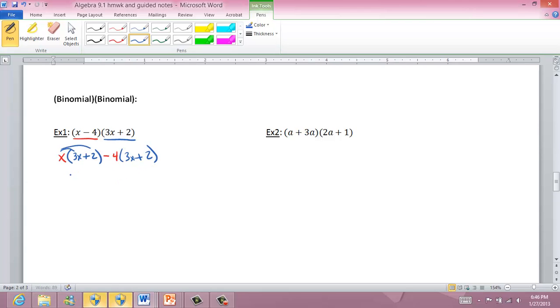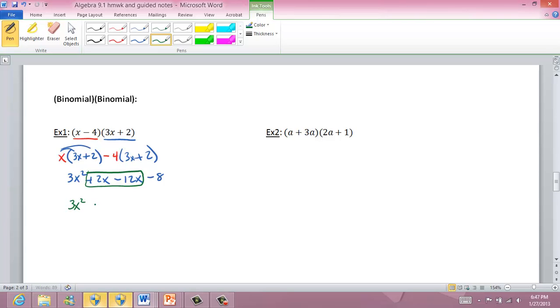Now, I do my distributing, 3x squared plus 2x. Then, negative 4 times 3x is negative 12x. Negative 4 times 2 is negative 8. And once we're done with all that, we look for any like terms we can combine. If I look at these two middle terms, I can combine those. So, 3x squared minus 10x minus 8. And that is our final answer.